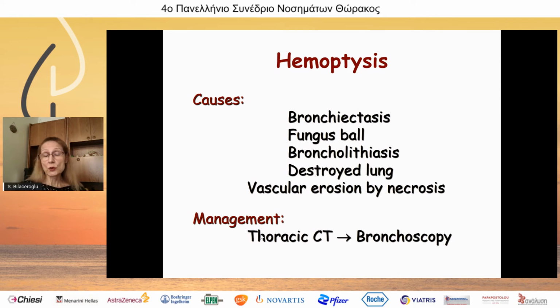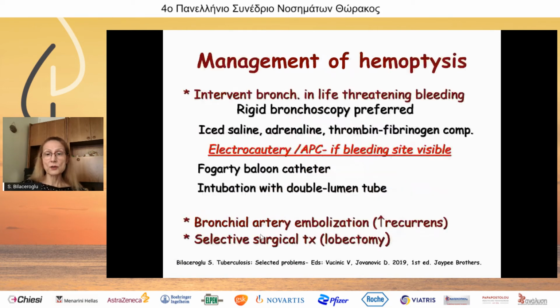What do we do? First of all, we should take a thoracic CT and see the details about hemoptysis, what is the cause, location, etc., and then do bronchoscopy. Again, main principles: if there is life-threatening bleeding, use rigid bronchoscopy. Flexible bronchoscopy can be dangerous in that case. Rigid bronchoscopy gives a very secure airway. Also, it is good for aspirating blood and secretions, much better.